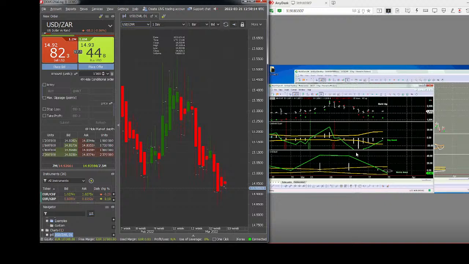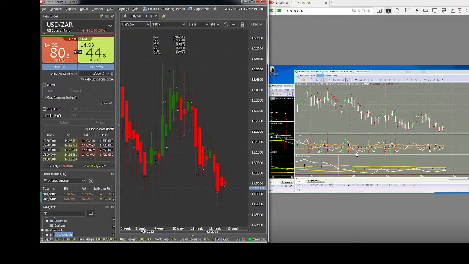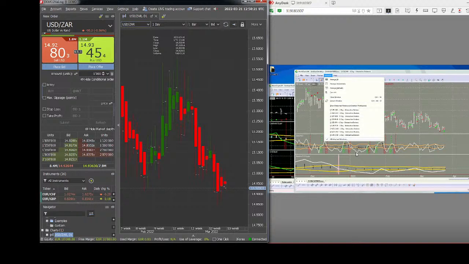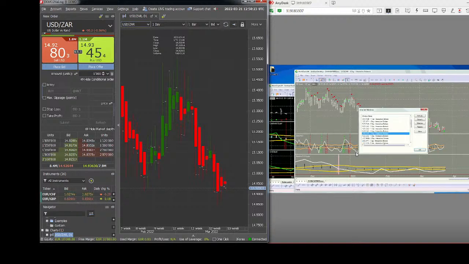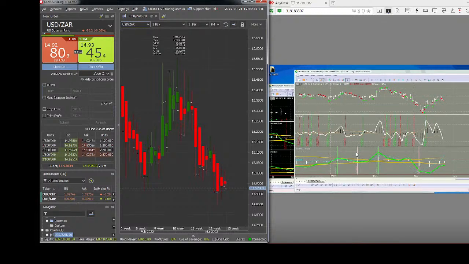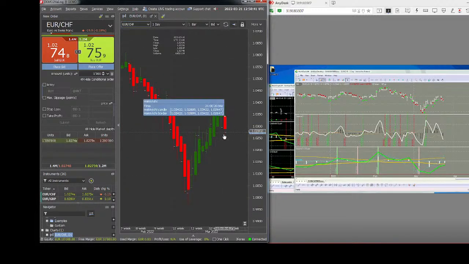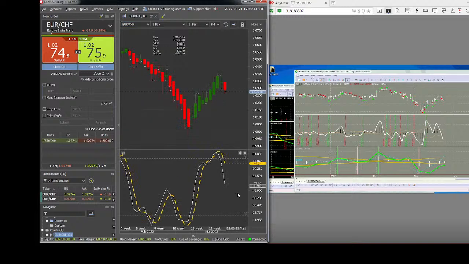Euro against Swiss. Let's see what it's doing. Euro Swiss. It's close. There it is right there. And let's put it up on J4X too at the same time. Right there. Getting some red there today. And you can see the line has been through the last couple days.